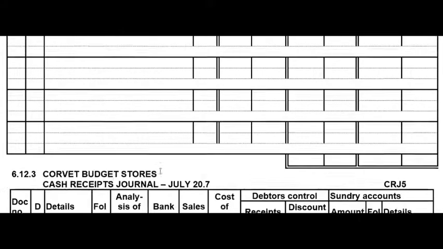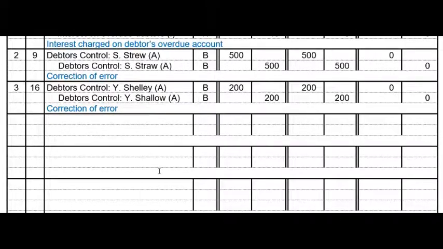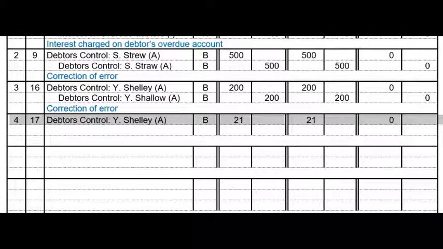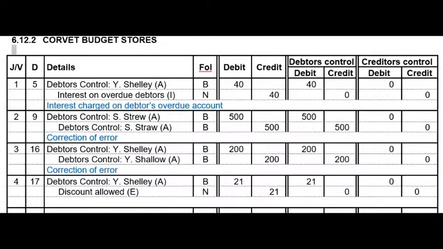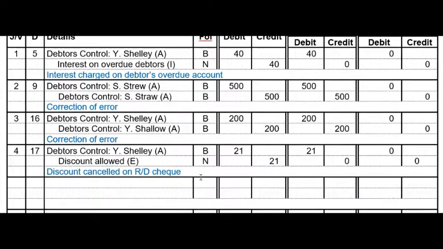The other part, the part that was allowed as discount, must be reversed in the General Journal. Okay, so this will actually be journal voucher number 4. On the 17th, go and debit Y. Shelley's account because the discount is reversed. Go and credit discount allowed, and you say discount cancelled on an RD check.